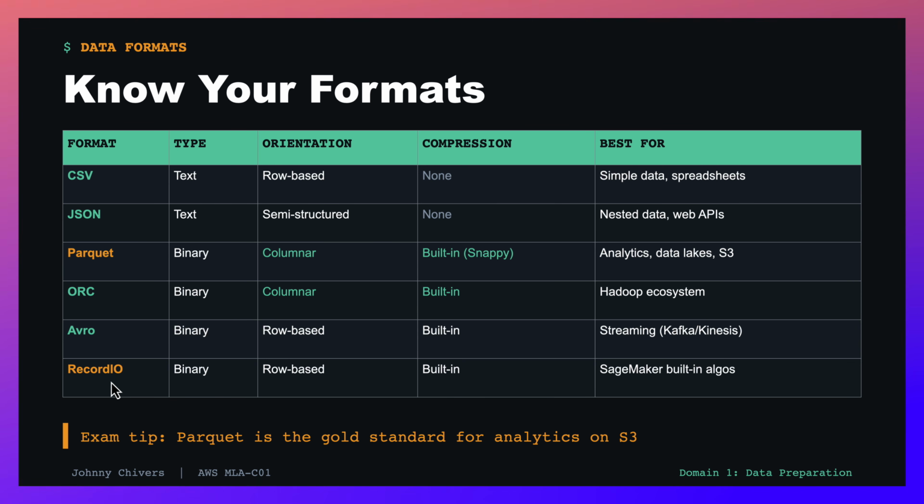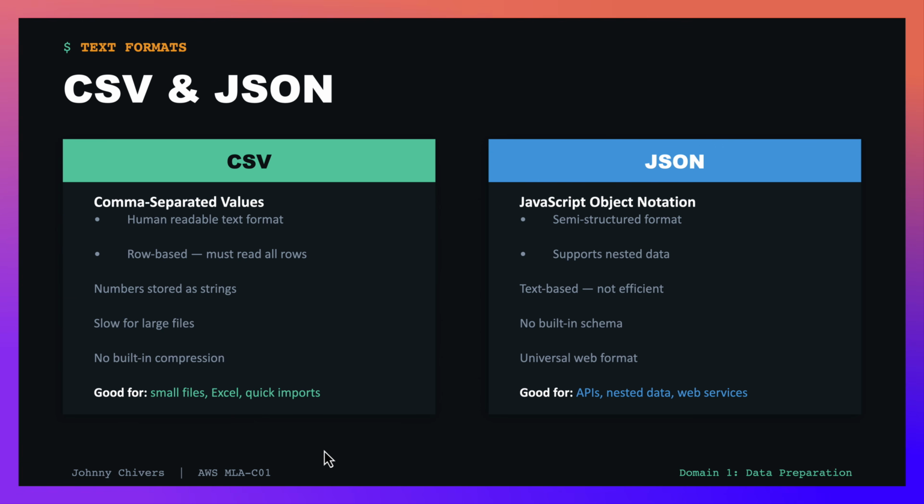And then RecordIO. This comes up during the exam because it is used for SageMaker algos. It's how you can read bigger files quicker using SageMaker. It's row-based and it's binary, but if you have an exam question around ingesting data to SageMaker quicker for model training, the answer is most likely RecordIO. You need to read the question carefully, but this is something you should always have in your head. And then pro tip, exam tip, Parquet is the gold standard for analytics on AWS.